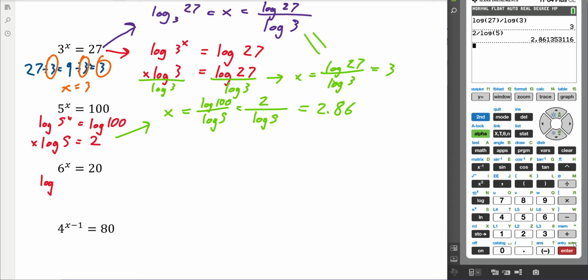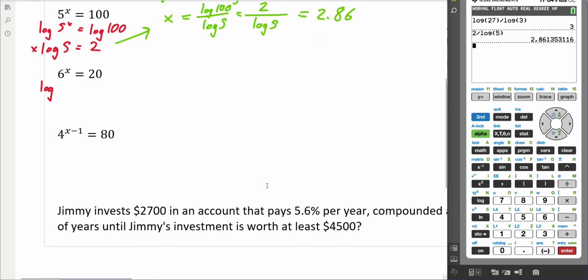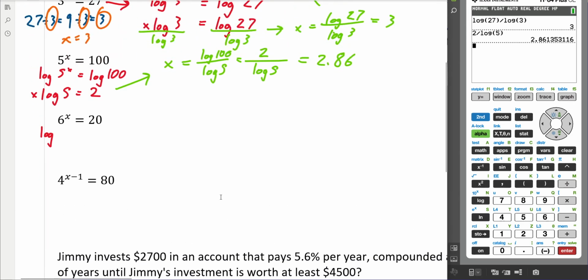Actually, before I continue, please try out these 2 questions on your own and see if you can get to the answer before I do.